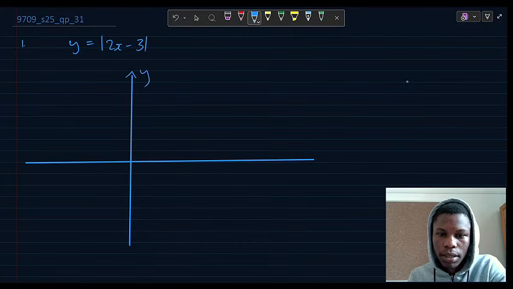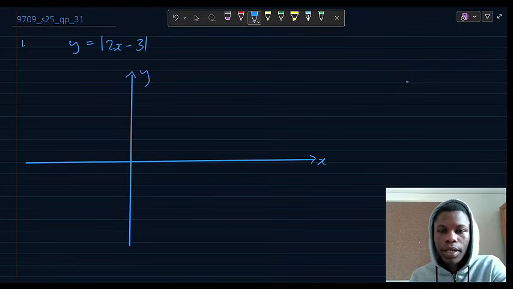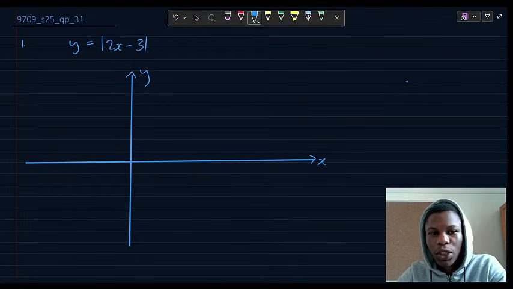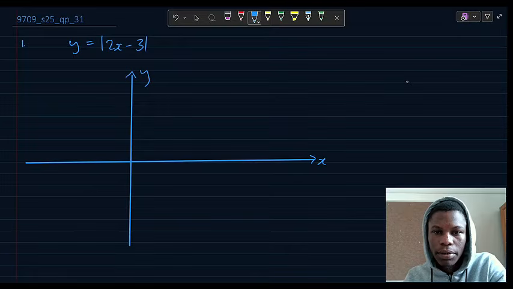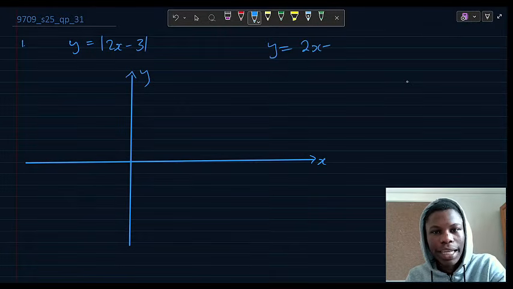Question number 1. Sketch the graph of y is equal to the modulus of 2x minus 3. Alright, so let's draw up our y-axis and our x-axis. So when you want to draw the graph of a modulus function, first draw the graph of the straight line without the modulus.